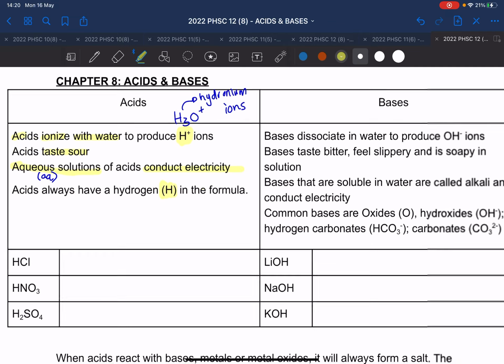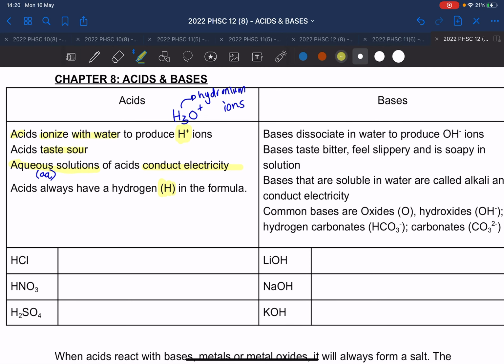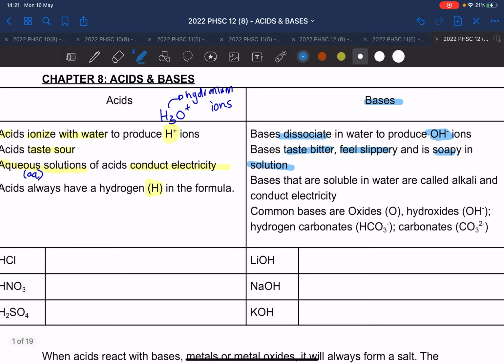Okay. Then I'm not going to go through them now because I gave you the list on the last page. Then if we look at the bases, a base dissociates in water to produce hydroxide ions. A base tastes bitter. They feel slippery and they are soapy in solution.